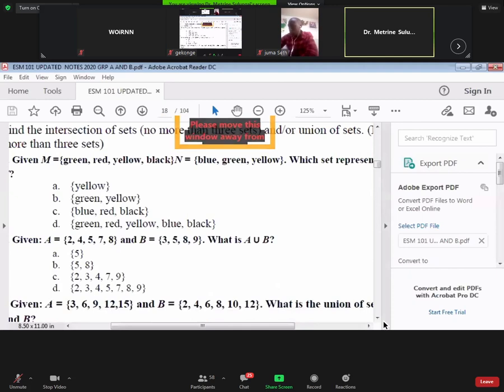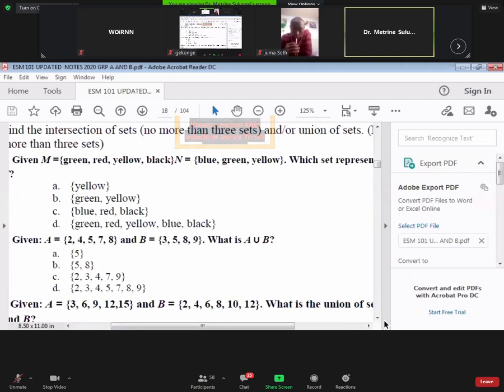Let's look at example two. Given set A has 2, 4, 5, 7, 8. Set B has 3, 5, 8, 9. What is A union B? All the elements. So D will be correct again. You have 2, 3, 4, 5, 7, 8, 9. What about the intersection? We can look at intersection again. What will be the intersection?